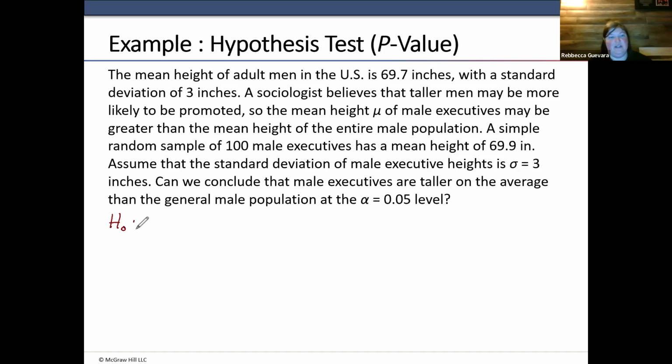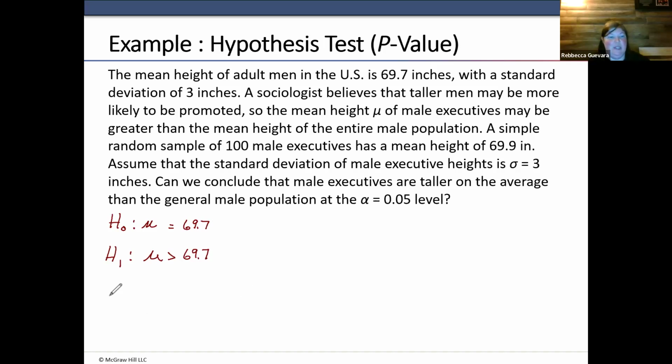Alternative hypothesis: they're claiming that if they look at executives, they should be taller than the average. So the null hypothesis is, well, they're wrong. They're still going to be the same as what is average. Taller men are not more likely to be promoted.